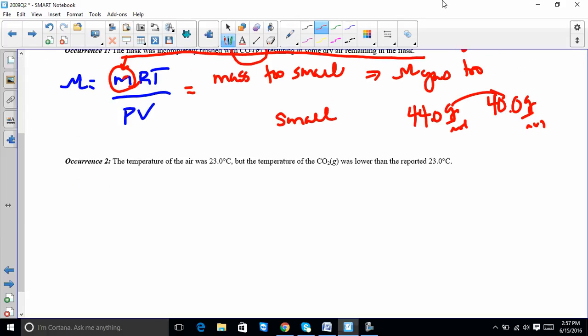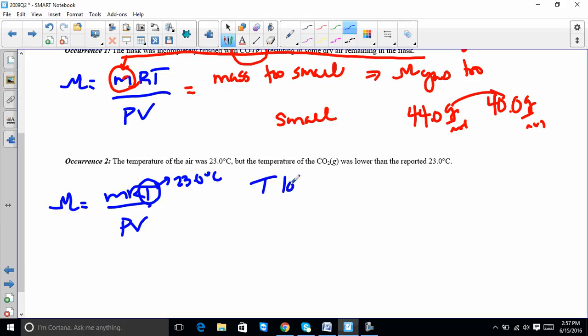Now, this one's kind of tricky. Let's go back again. The molar mass of the gas is Mr. T conquers over pervs. Now, the question is the temperature of the air was 23, but the temperature of the CO2 was lower than 23. So what happened is they are using a temperature of 23 here, but the temperature of the carbon dioxide was actually lower than 23 degrees Celsius.